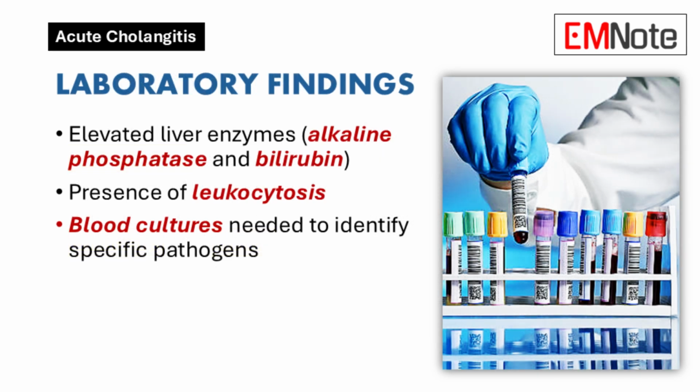Laboratory findings. Laboratory tests in acute cholangitis often reveal elevated liver enzymes, particularly alkaline phosphatase and bilirubin levels. Leukocytosis may also be present, indicating an infectious process. Blood cultures are crucial for identifying the causative organism.